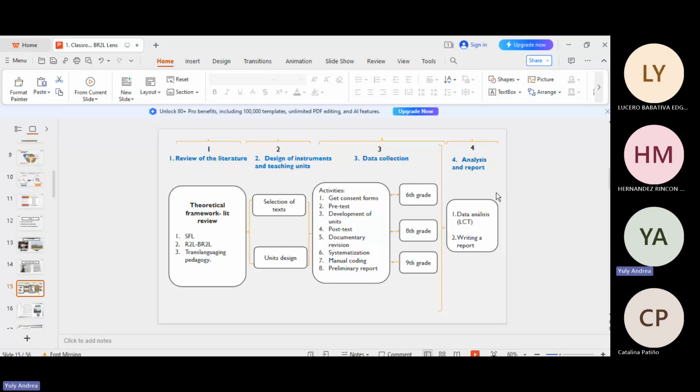And finally, the analysis and report, conducting data analysis using legitimation code theory, which is a methodology theory for analyzing data, which is really interesting if you want to explore more. And we are writing some reports and socializing some of the preliminary outcomes of this research.